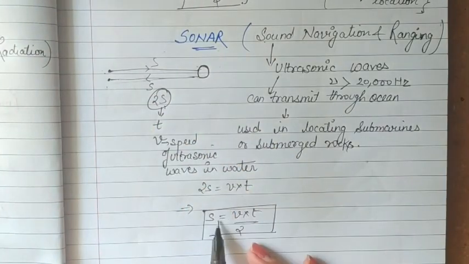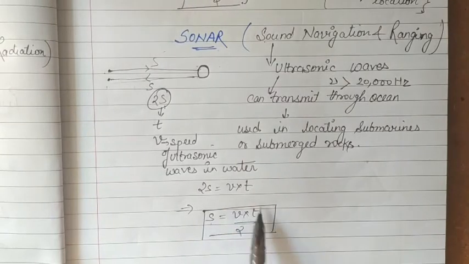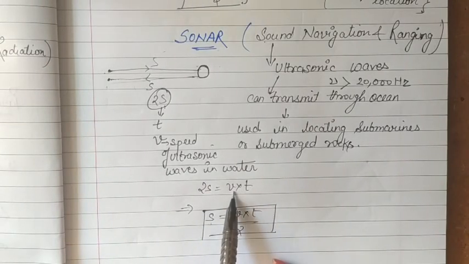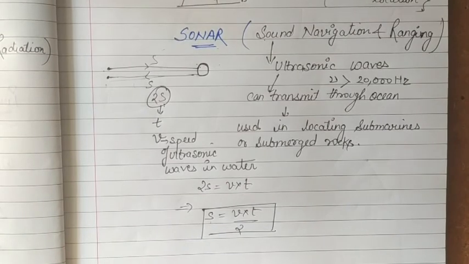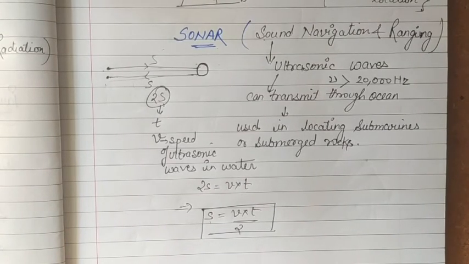Okay, S is the distance that we need, and T is the time, and V is the speed of ultrasonic waves in water. So this is the sonar method. And the last method to measure large distances indirectly.